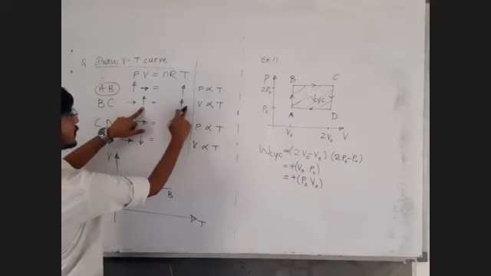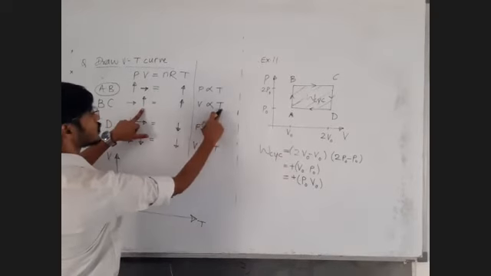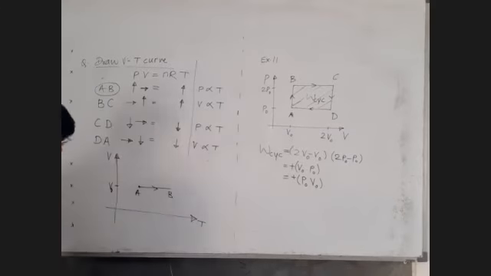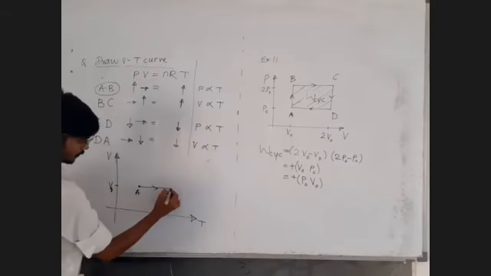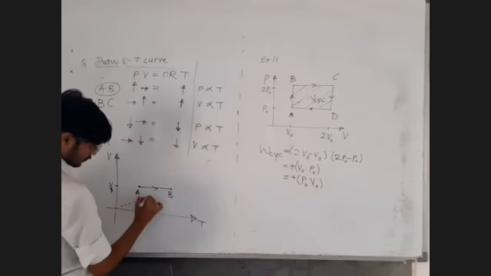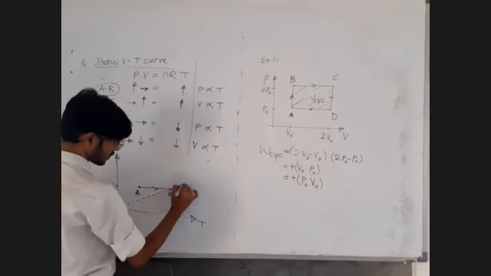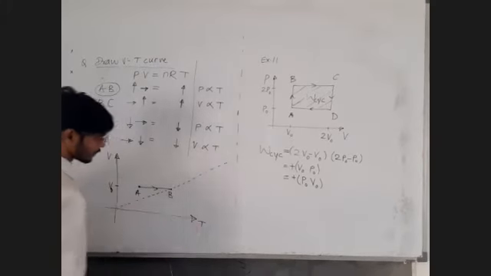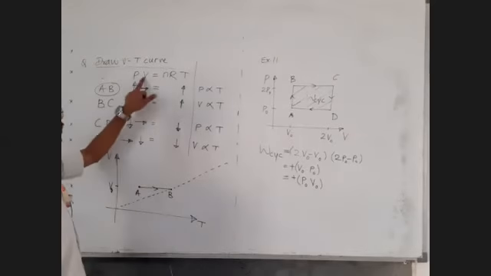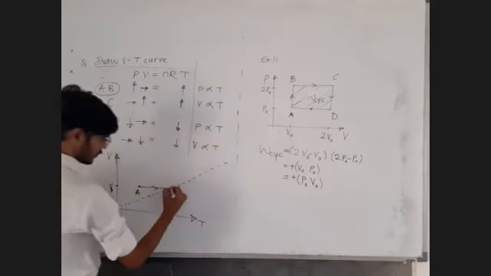Okay, now B to C. Volume increasing, pressure increasing, Y proportional to X. So from point B, a line passing through the origin should be there. On this line somewhere our curve should lie. Some portion of this line will be our curve. Volume increasing, temperature increasing.